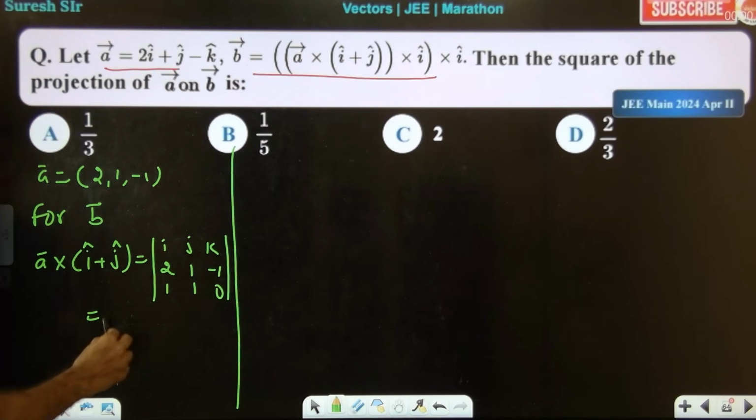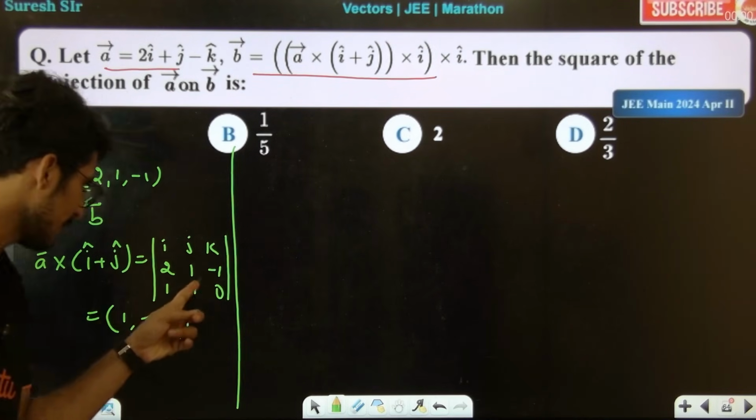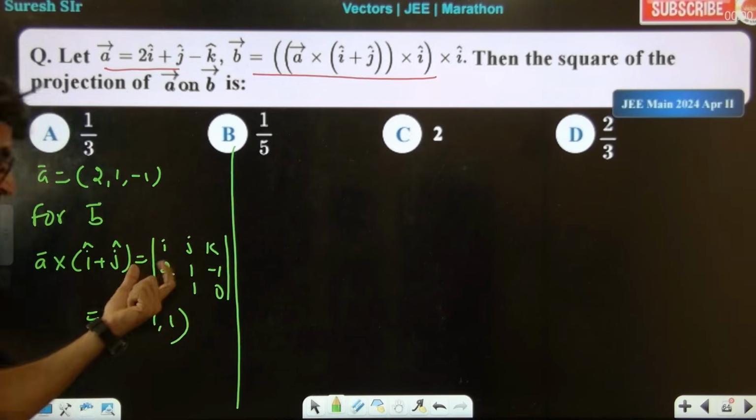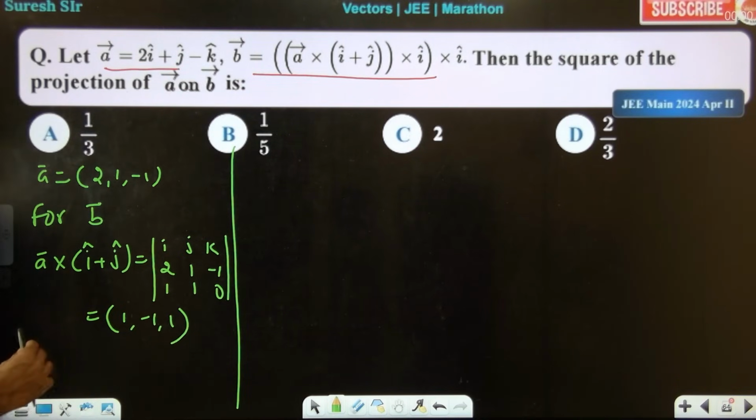So let me write directly: 0, 1, 1, minus 1, 1, minus 1, 1. Check. Yes or no? So 1, minus 1 and 1. I am just directly doing it. 1 and minus A means 0 plus 1. Yes, correct only. Okay, next answer.